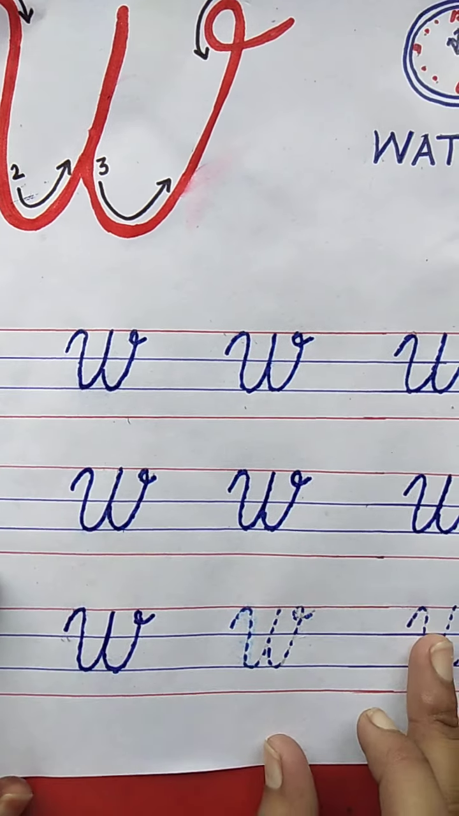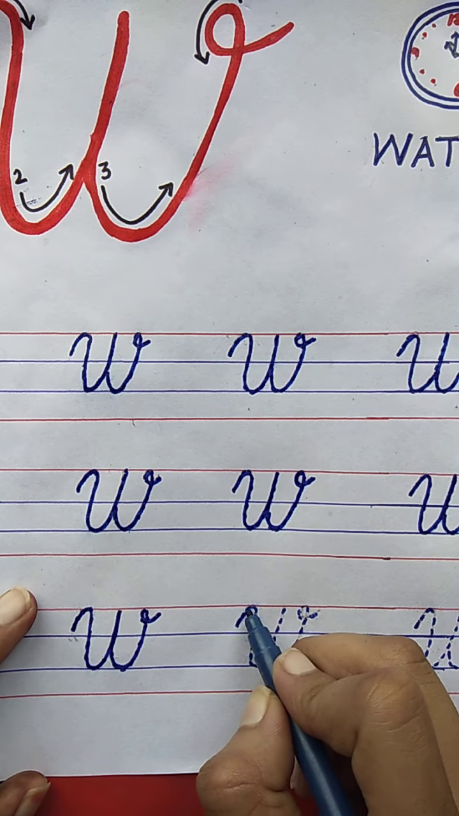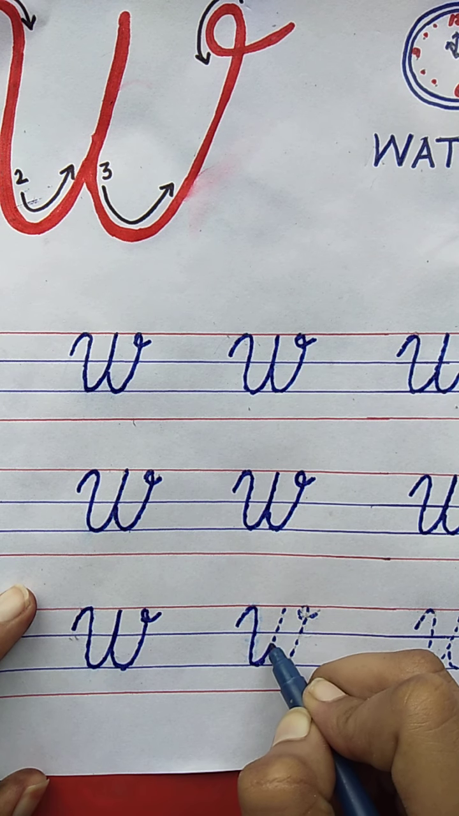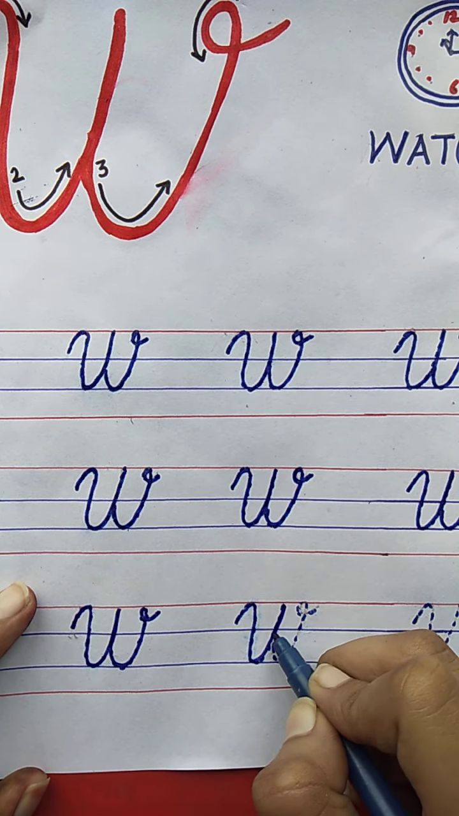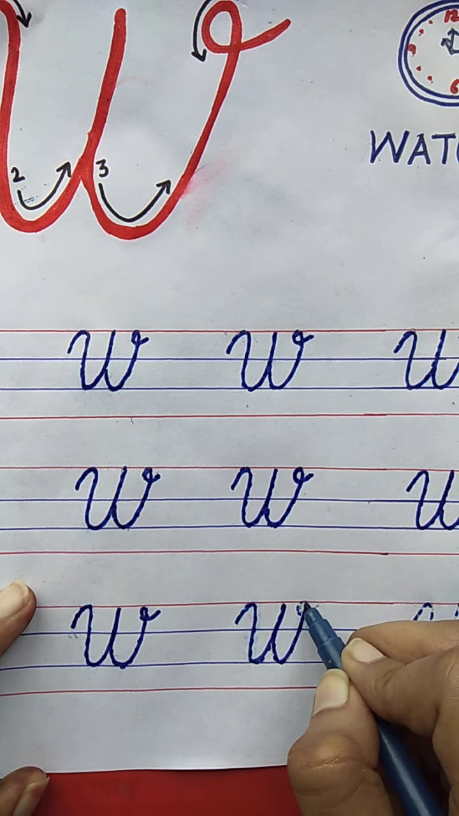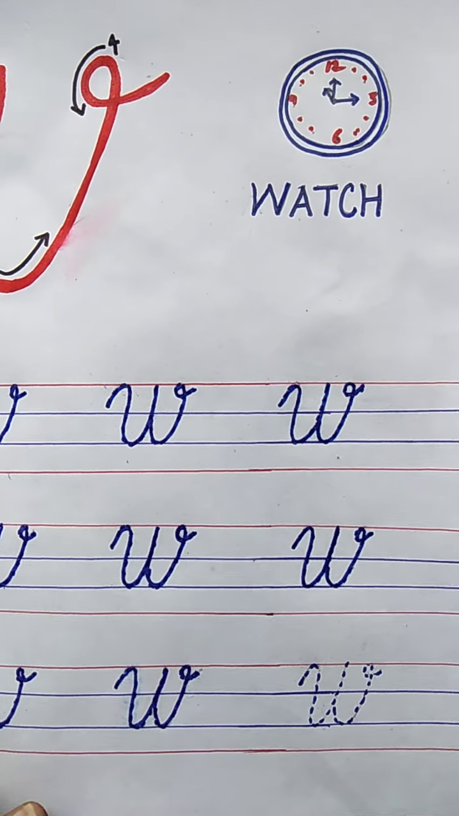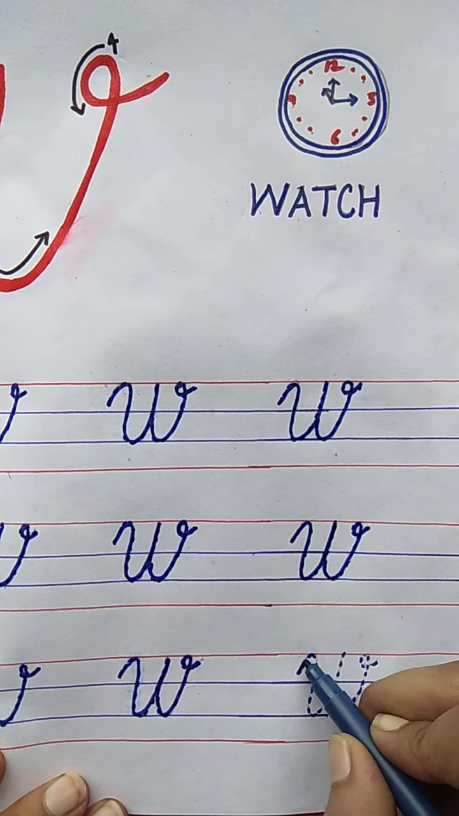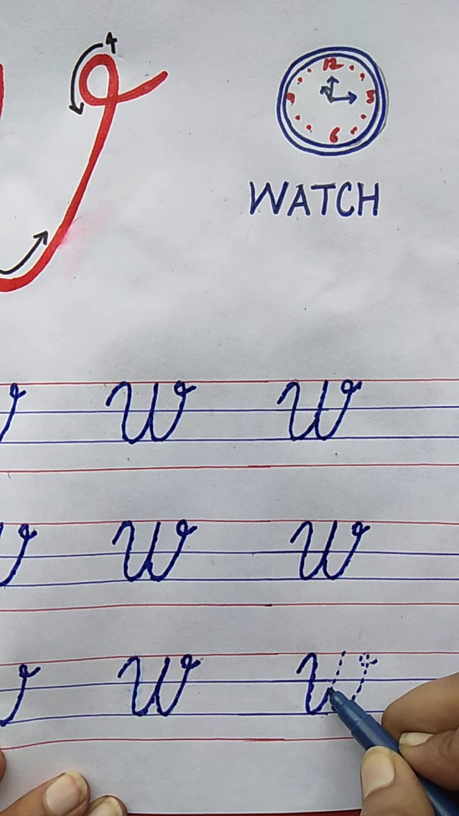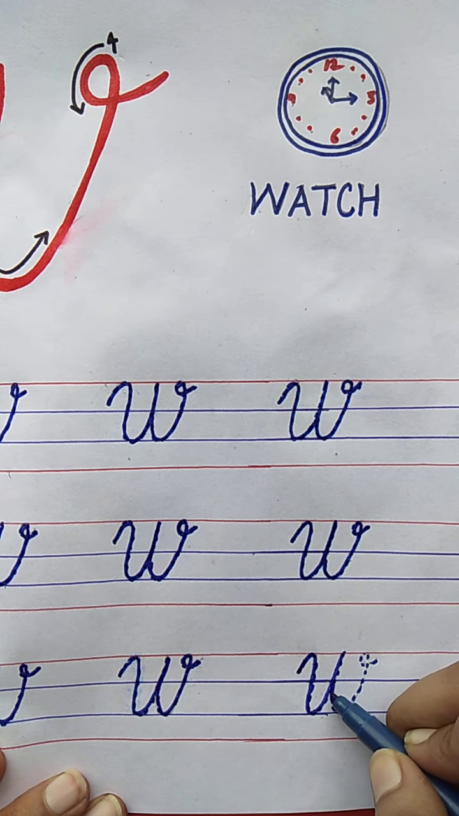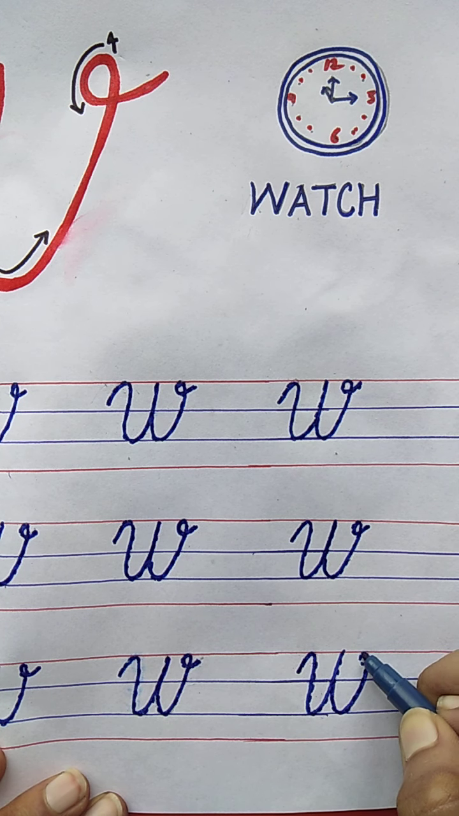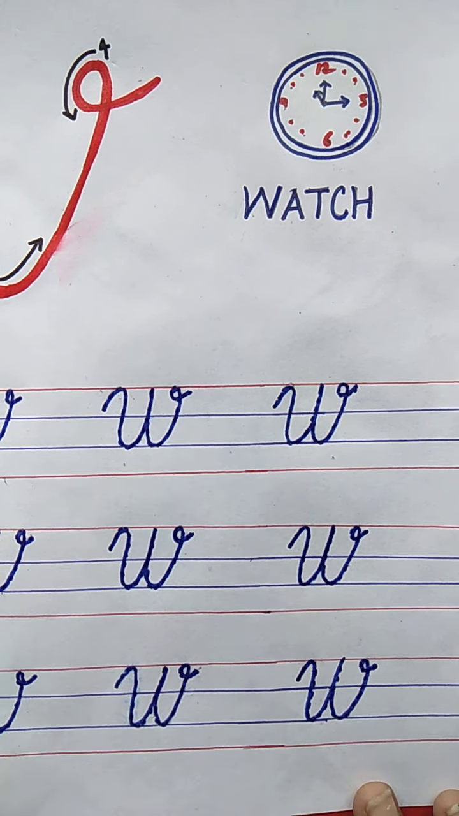W for watch. Very good. Now again write with me, curve, slanting line, one more slanting line, curve, slanting line and a loop. W for watch. Now again write with me, curve, slanting line, curve, slanting line, again a slanting line and a loop. W for watch.